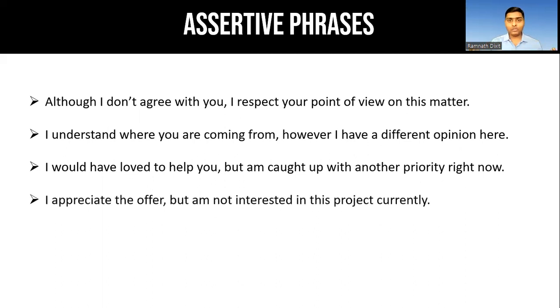So when someone offers you to join their team, join their organization, but you don't want to take the offer, either you're not interested or it's not something that you're excited about, whatever the reason, you can easily say, I appreciate the offer, but I'm not interested in this project currently. Which means I respect the fact that you've offered me something. I really appreciate that. But you know what? It doesn't excite me, or it doesn't excite me currently. Maybe I can relook at this later. So can we talk about this later? Whatever it is, but you've got to tell the other person.